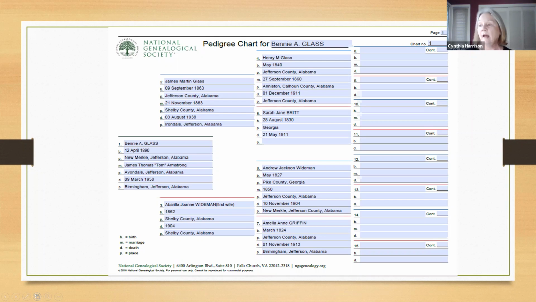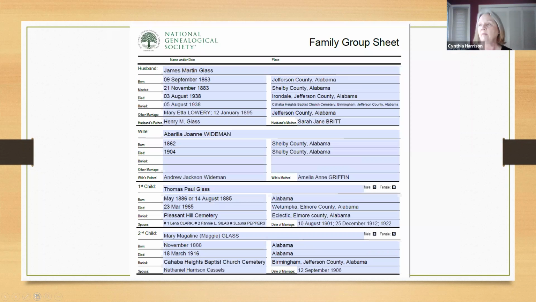And so you do have that general information of going back for generations, and you see immediately what information is missing and what information you may need to locate as you do research. And then here is the family group sheet, starting with my great-grandmother's parents, James Martin Glass, and his birth and the marriage to Amarillo Joanne Weidman.